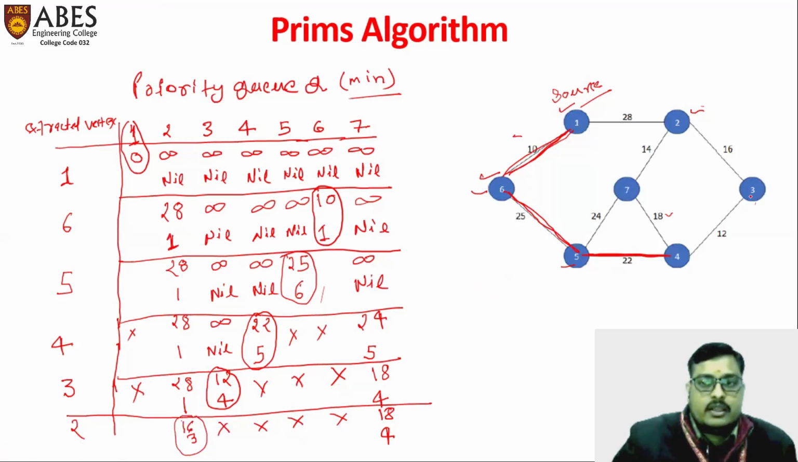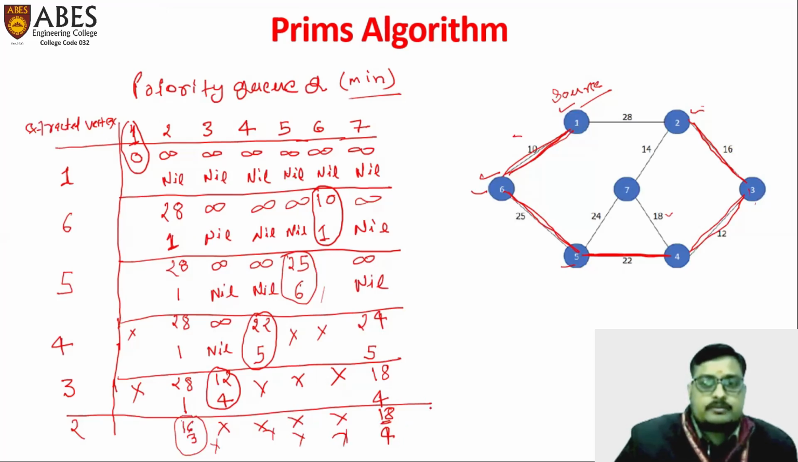And the next one is 3. So we'll just draw this 3. And after 3, we have 2. So we'll just draw this 2. Now in the priority queue, this node is removed. We only have one node, that is 7.